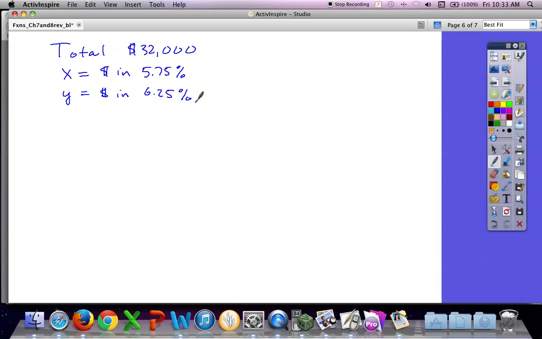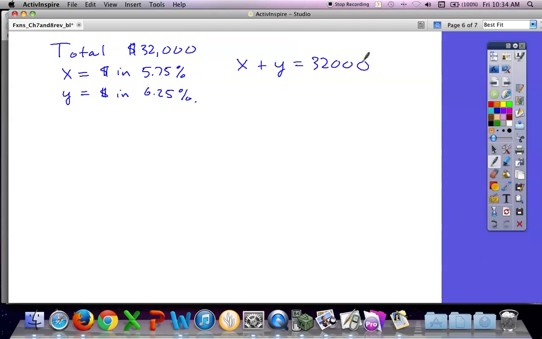Okay, so here's the things that we know. There's a total of $32,000. So that's one equation right there. What could I write down for that? What's the equation that comes from the fact that there's a total of 32,000? X plus Y equals 32,000, right? The total amount of money is 32,000. So if I add these up, X plus Y equals 32,000.